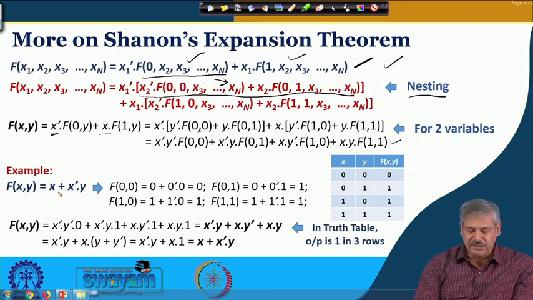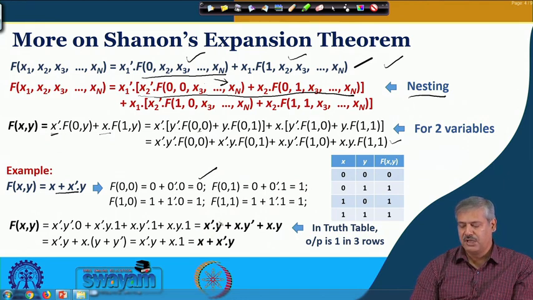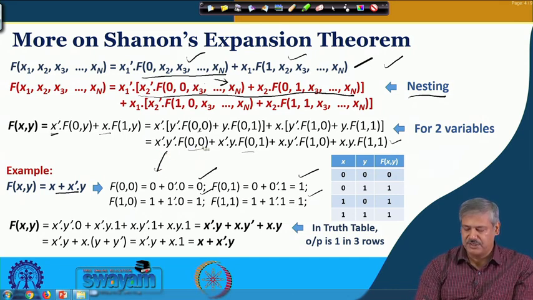And for an example like the one we had seen before, f x y is x plus x prime y. We formed the truth table, f00, f01 and so on. We have seen that f00 is 0, f01 is 1, f10 is 1 and f11 is 1. We have already seen that, isn't it? So, these corresponding terms we shall use. x prime y prime ends with f00, so f00 is 0.